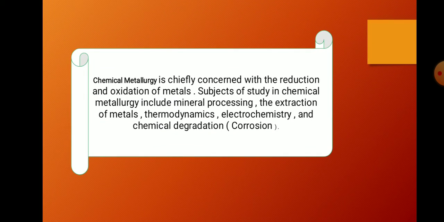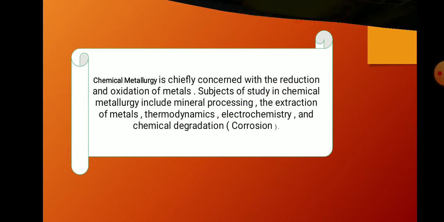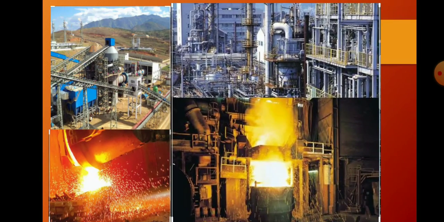Chemical metallurgy is chiefly concerned with the reduction and oxidation of metals. Subjects of study in chemical metallurgy include mineral processing, the extraction of metals, thermodynamics, electrochemistry, and chemical degradation, or what we call corrosion. So these are the examples of chemical metallurgy.